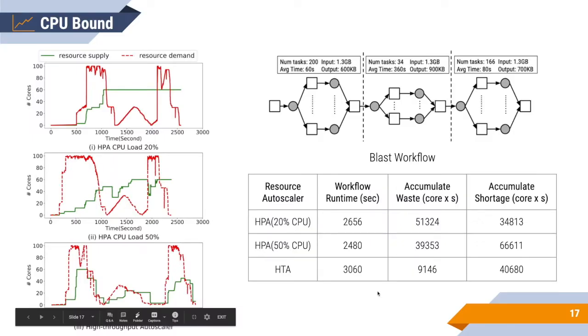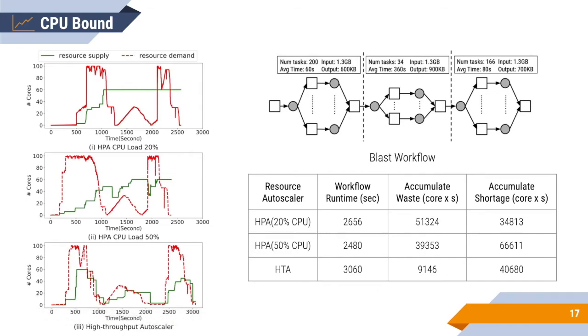First, let's take a look at the CPU-bound workload. We use the BLAST bioinformatics workload as the CPU-bound workload, which consists of 3 stages. As we can see in the upper right graph, the first and the last stage of the workload contain more tasks than the second stage. An optimal autoscaler should resize the resource pool following the same pattern. That is, shrinking the resource pool at the second stage and increasing it at the third stage.